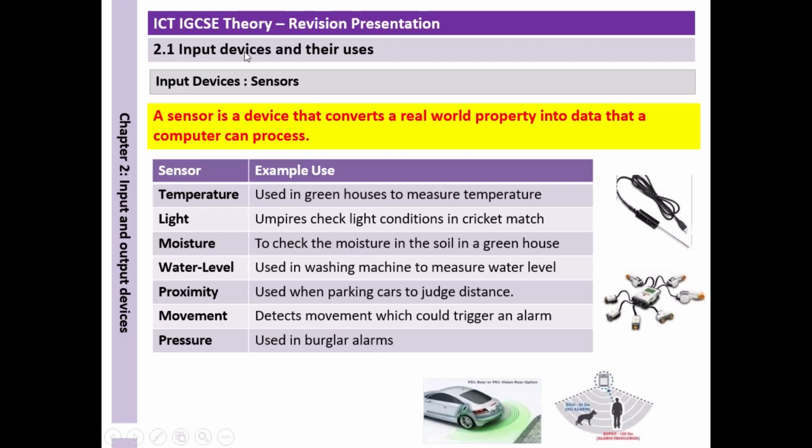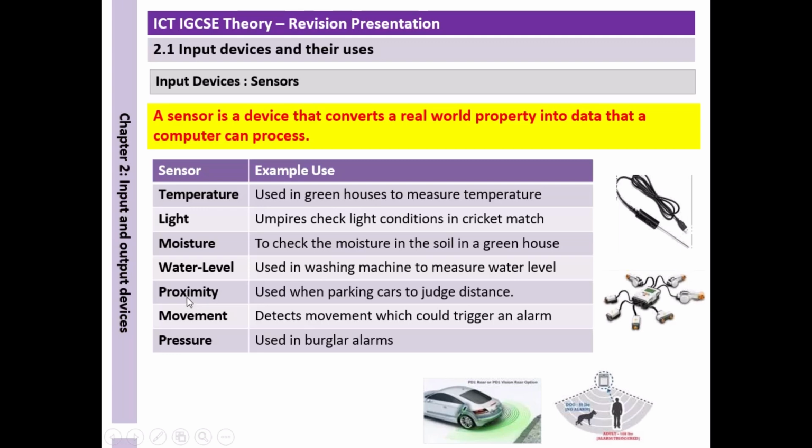We have continued with the input devices and their uses. So we have got sensors. A sensor is a device that converts a real-world property into data that a computer can process. So, for example, we have got sensors for temperature, used in greenhouses to measure the temperature. We have got light, used by umpires to check light conditions in a cricket match. We have got moisture to check the moisture in the soil in a greenhouse. Then we have got water level, used in a washing machine to measure the water level.